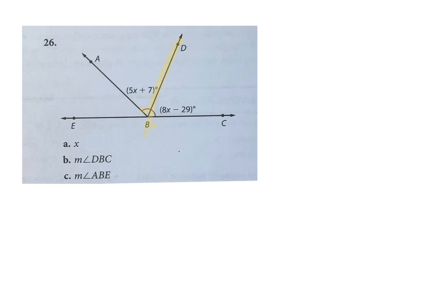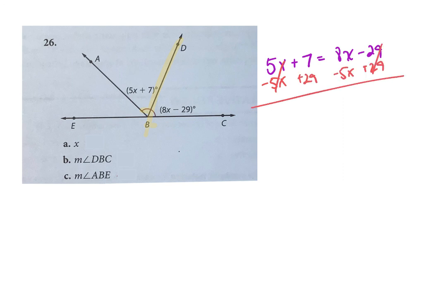And then you're also going to have to use some linear equations to solve for x. If I know those are congruent, what am I going to do to solve for x then? Set them equal to each other, right? They're congruent, so then they equal each other. Move your variables to one side, numbers to the other. All right. 7 plus 29, you should have gotten 36. 8 minus 5, 3x. So x equaled what?